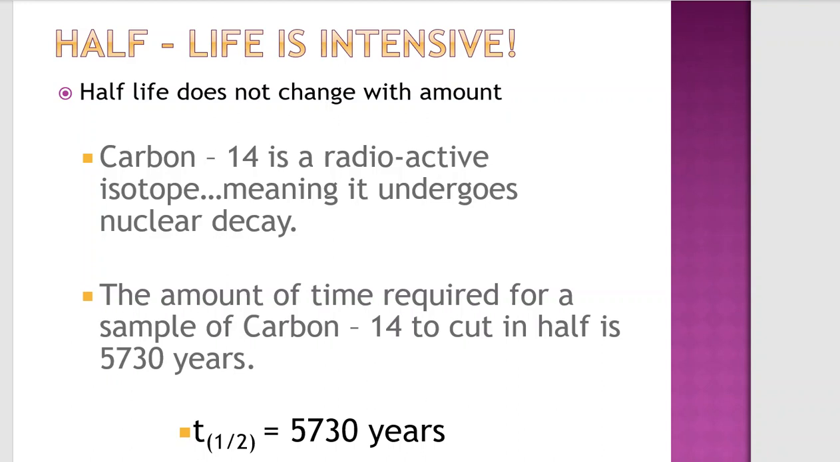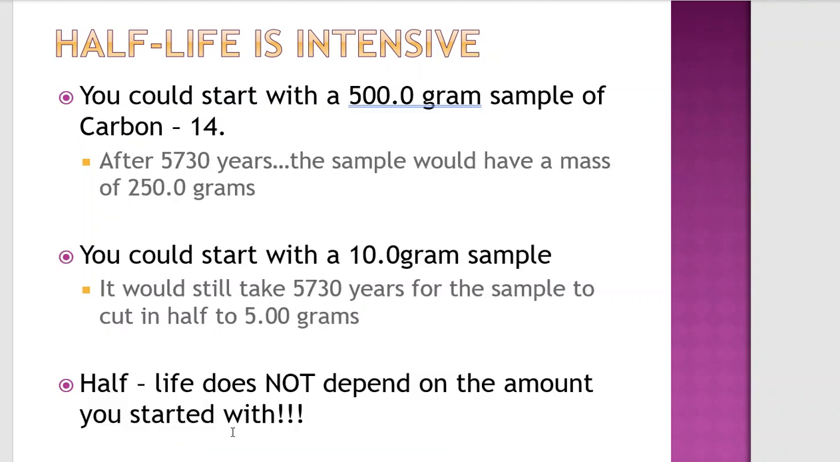And it's marked by this notation here. T1/2 is the amount of time it takes the sample to halve itself. Okay? So again, you could start with a 500 gram sample of carbon-14. After 5,730 years, that 500 gram sample of carbon-14 is now going to be 250 grams of carbon-14. And even if you just started with 10 grams of carbon-14, it's going to take the same amount of time to go from 10 grams to 5 grams as it does to go from 500 grams to 250. Same amount of time. Half-life stays consistent with that radioactive isotope.